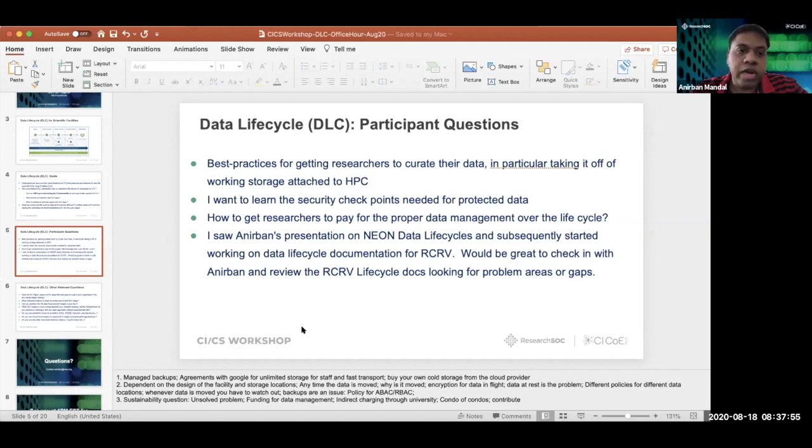And I think what your question was, Tom, was the third one in this list: how to get researchers to pay for the proper data management over the life cycle.